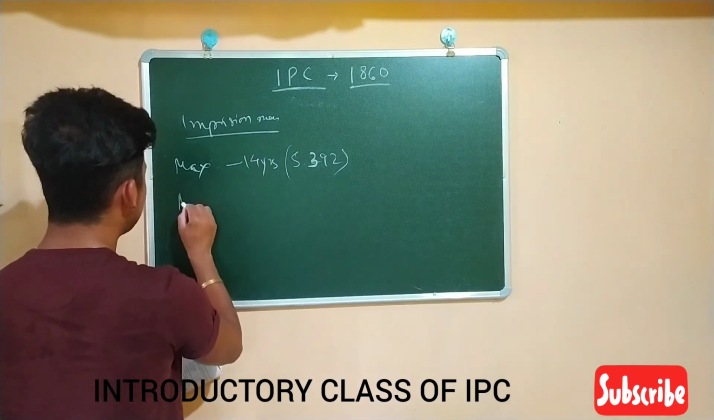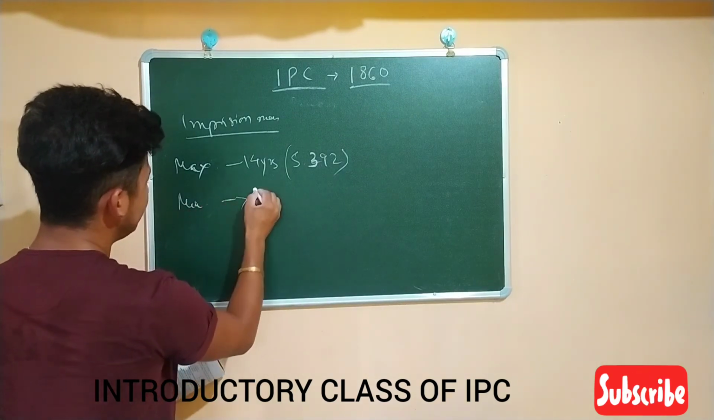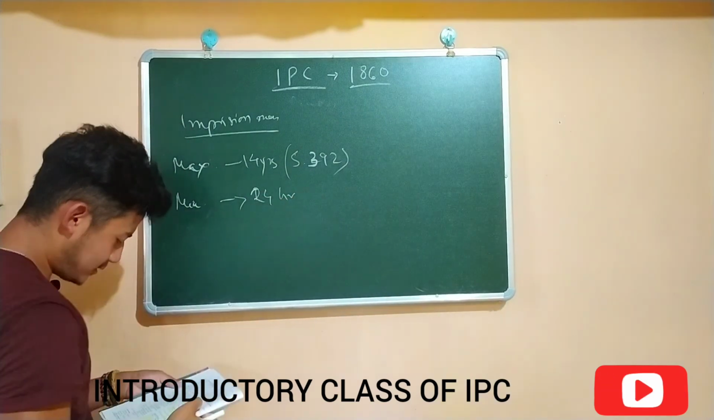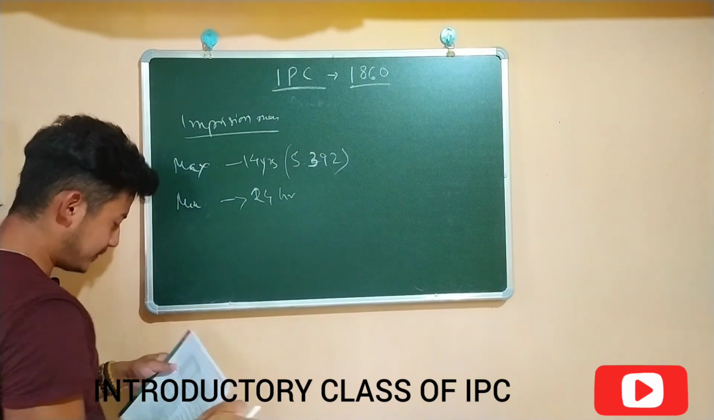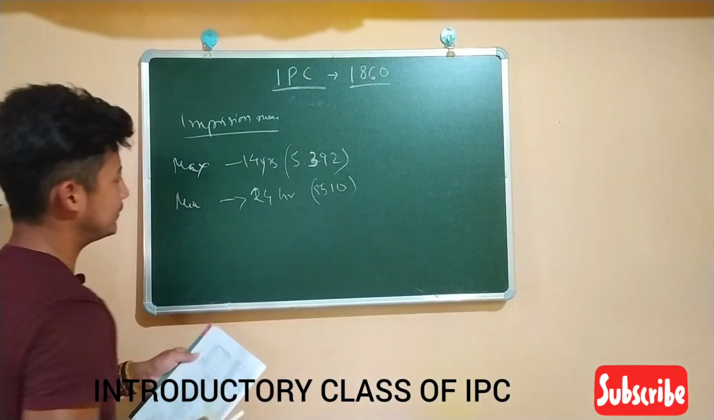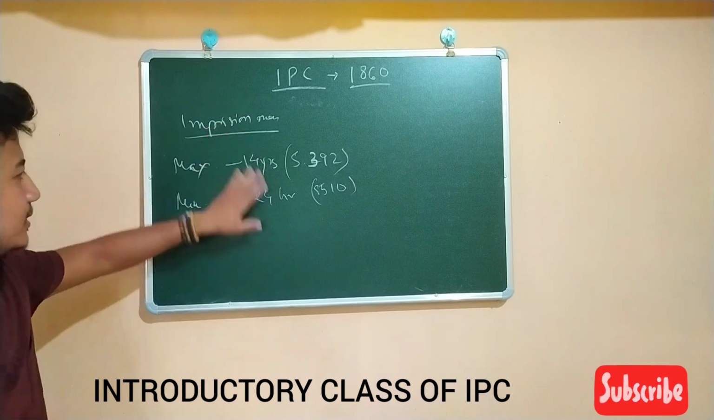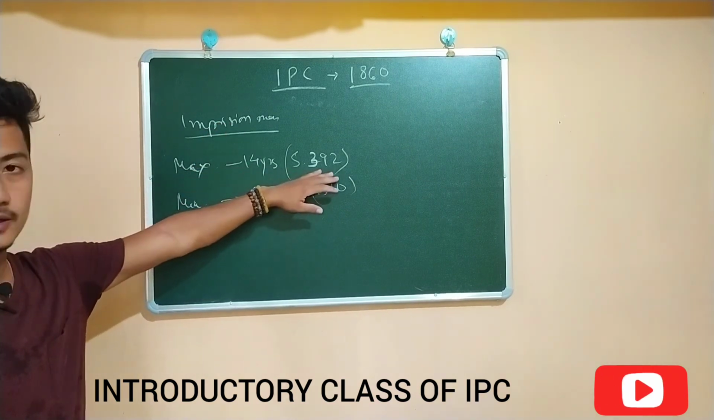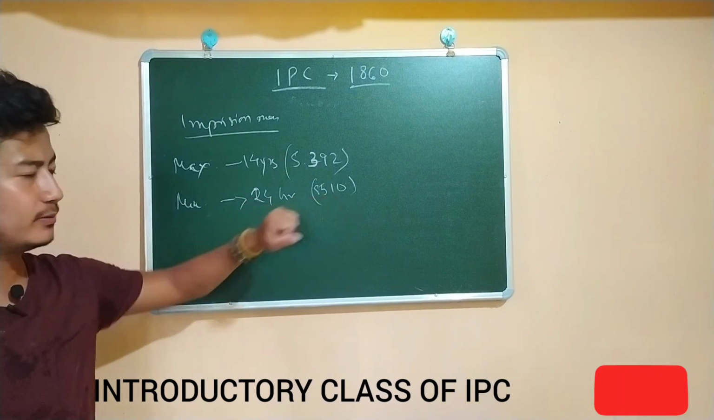24 hours under section 510. Under section 510, minimum punishment, imprisonment, is given for 24 hours. Okay, the maximum is 14 years, section 392, and minimum is 24 hours, section 510.